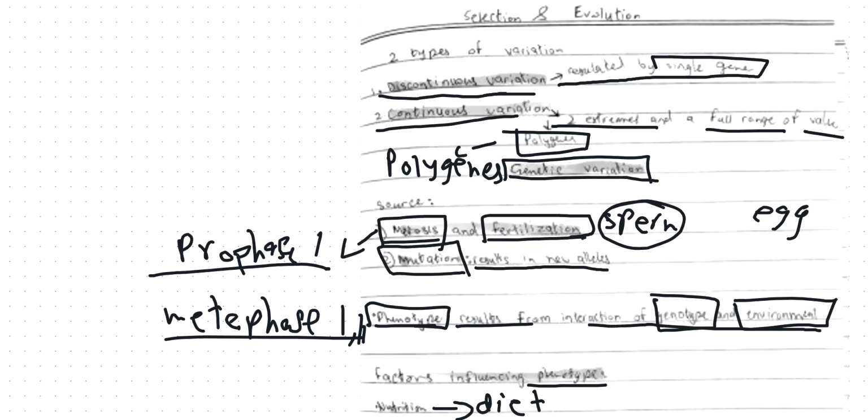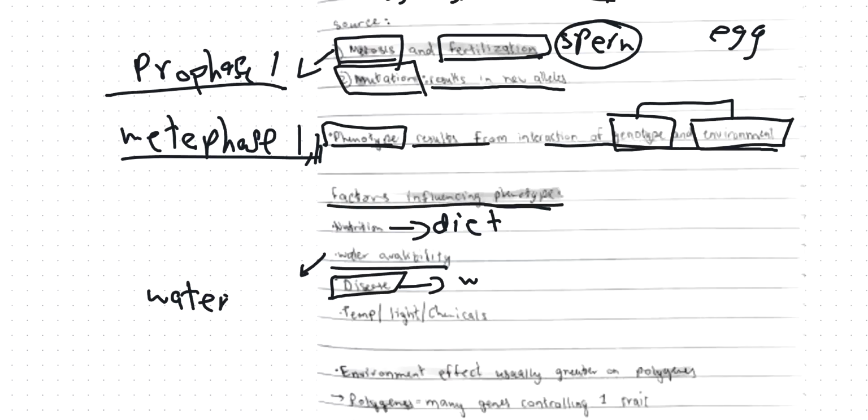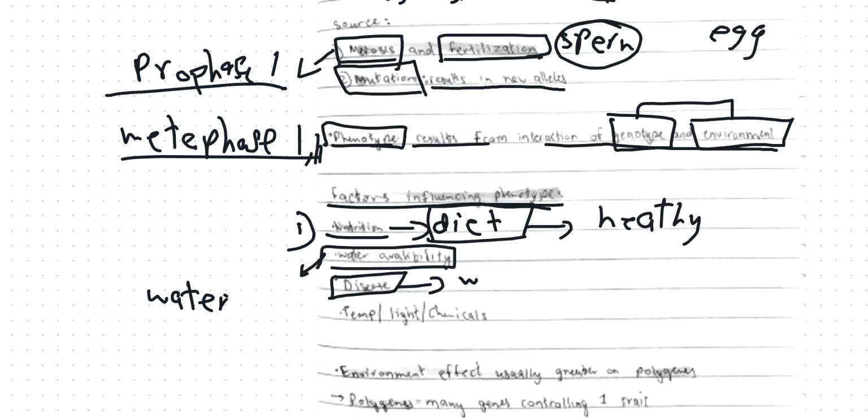And also remember that phenotype is the result of interaction of genotype and environment. So phenotype depends on the genotype and the environment, and the factors that will change the phenotype is number one, nutrition. So the diet that you eat, if you eat more, you'll be more healthy. That means you'll look more fat. And apart from that, there is water availability. The amount of water in your body will also affect the phenotype. The disease that you have will also affect the phenotype.